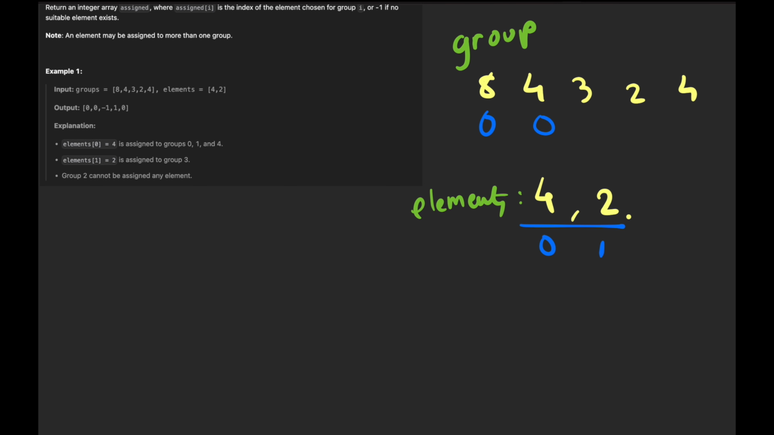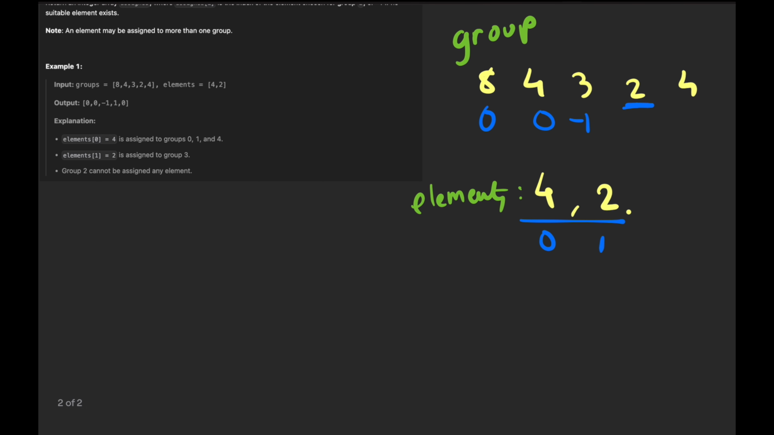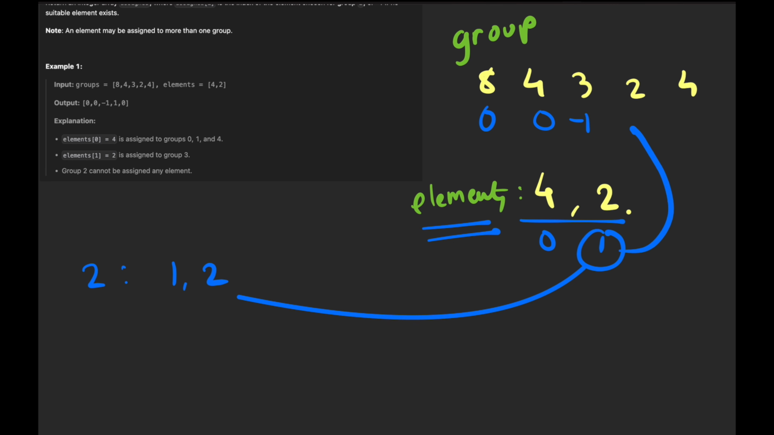What about 3? So 3 has 1, 3 as divisors. Do we have any of these divisors in these elements? No. So we would be simply assigning -1 here as stated in the problem. But for 2, so 2 has 1 and 2 as divisors. Among this, only 2 is present in the elements. So we would be assigning index 1 here.